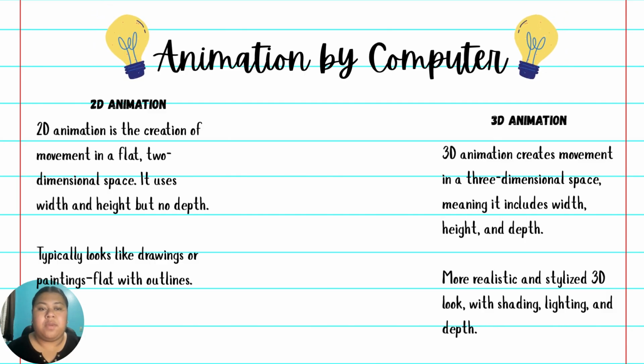The 3D animation is the same thing but somehow different in small ways. Unlike 2D, 3D animation includes all width, height, and depth when creating movements of an object. It is a more realistic and stylized 3D look with shading, lighting, and depth. In the middle is the video of the differences between 2D and 3D animation.